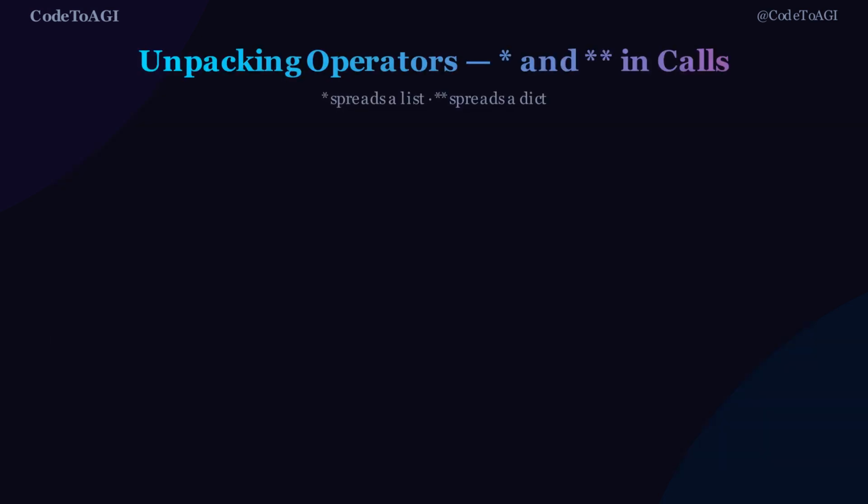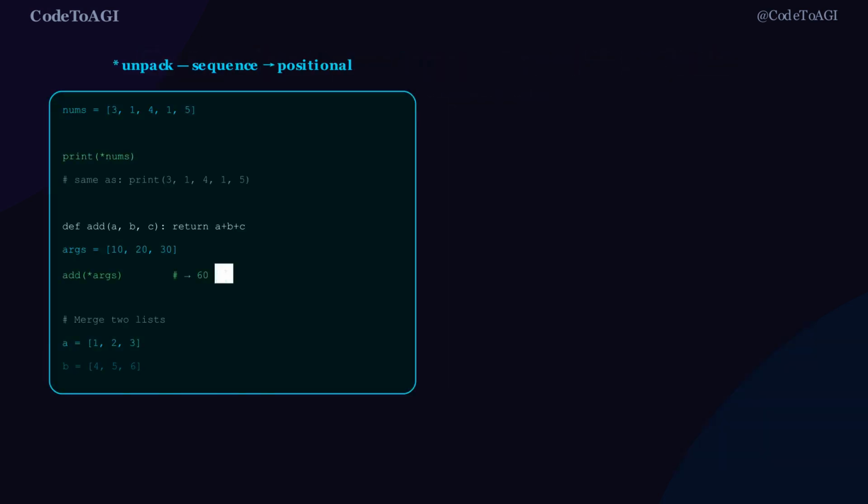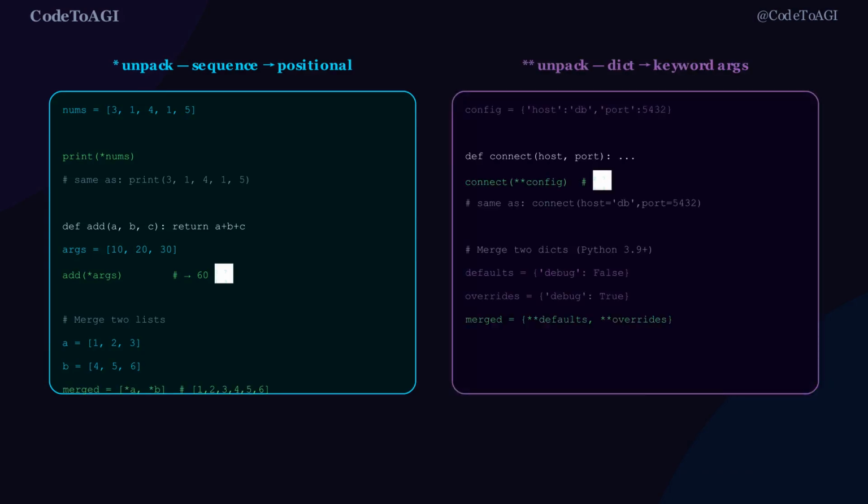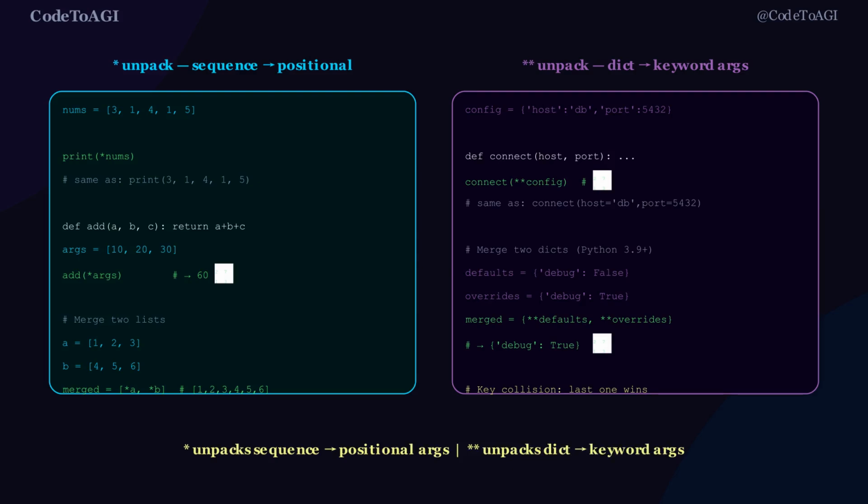So far we have seen packing, collecting arguments into a tuple or dict. Now we learn unpacking, the reverse. The same * and ** operators work in function calls to unpack sequences and dicts. Look at the left side, star unpacking. We have a list called nums with 3, 1, 4, 1, 5. We call print with *nums. Python unpacks the list and passes each item separately. We call a function add with *nums. Same thing.